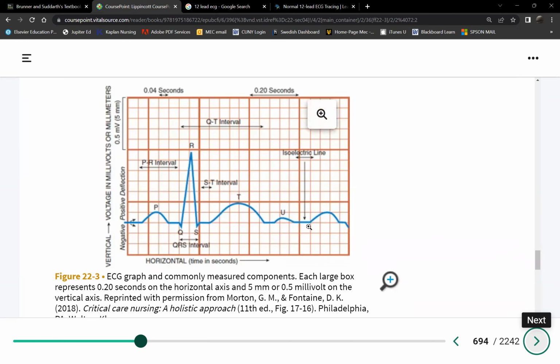Any questions so far? When you look at an ECG, what are you really looking at? You are looking at horizontal lines and vertical lines. Vertical lines measure voltage, and horizontal lines measure time in seconds. Okay.